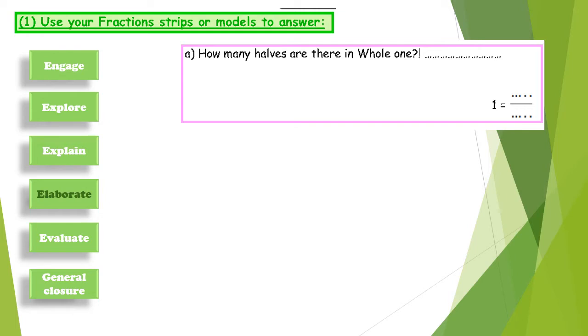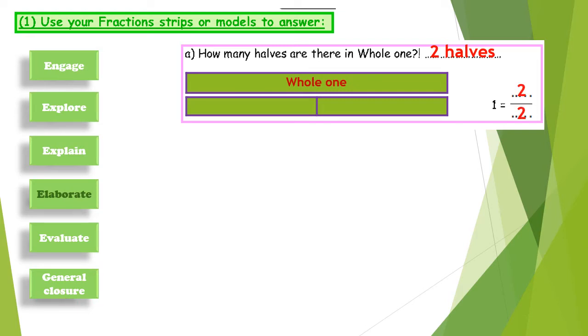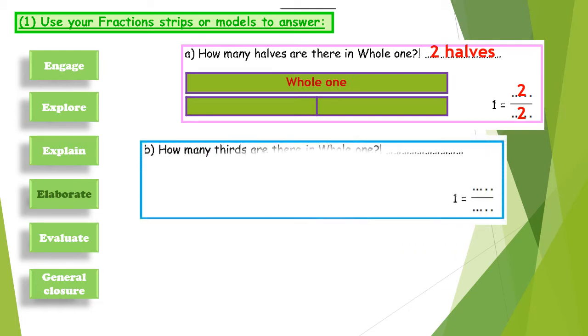A. How many halves are there in a whole one? This is the whole one. I want to make halves, so I will cut it into 2 pieces. So how many halves did I get? I have 1 half, 2 halves. So the whole one equals 2 halves. That means 2 over 2. 2 halves, 2 pieces out of 2. This makes the whole one.